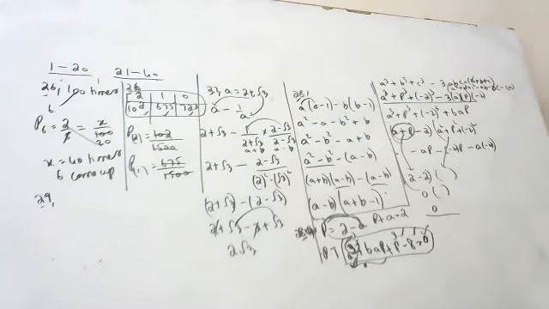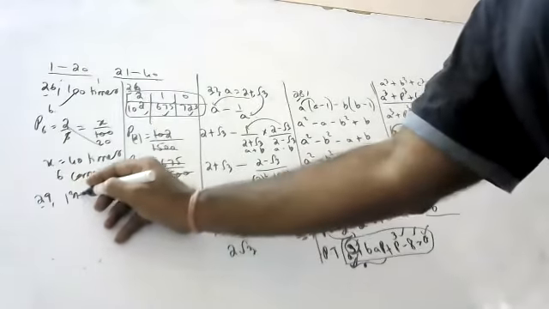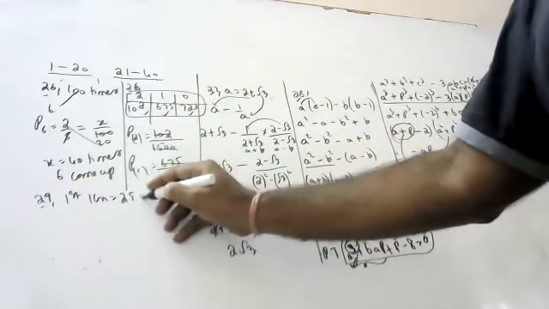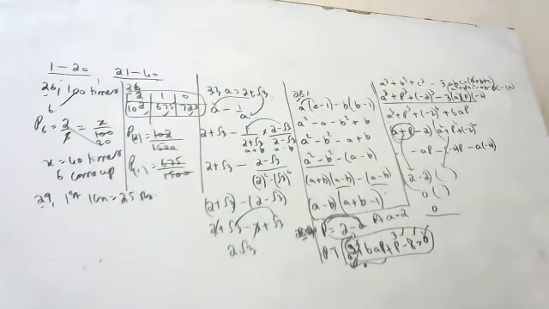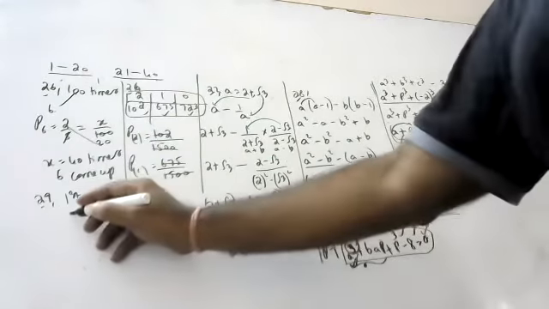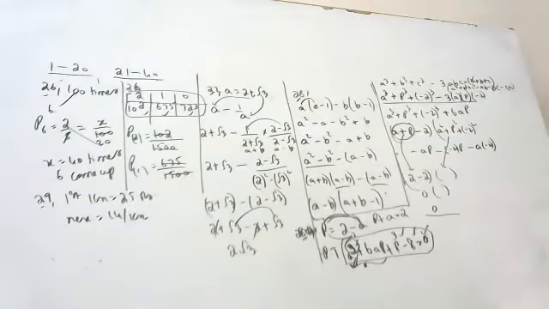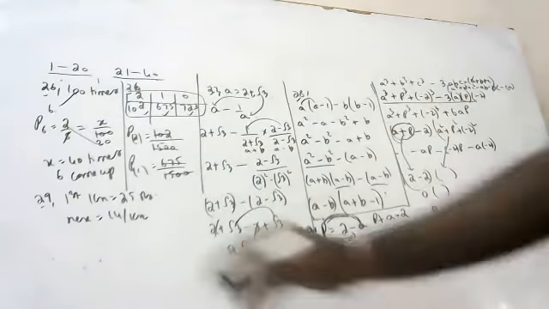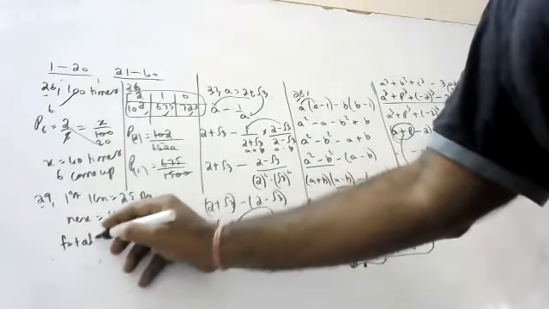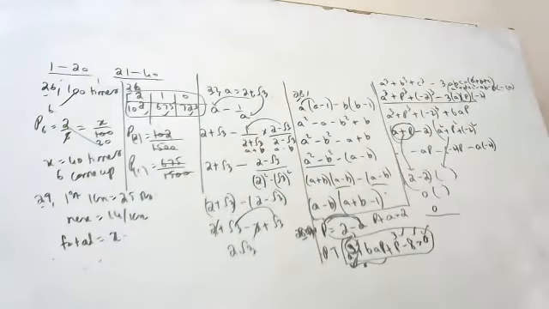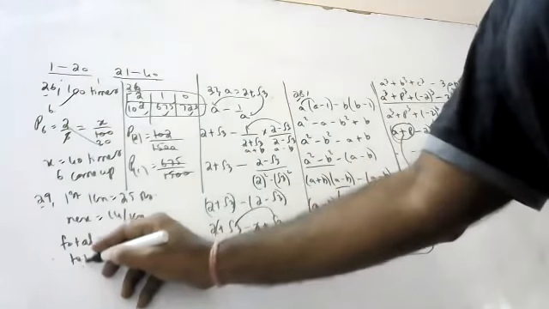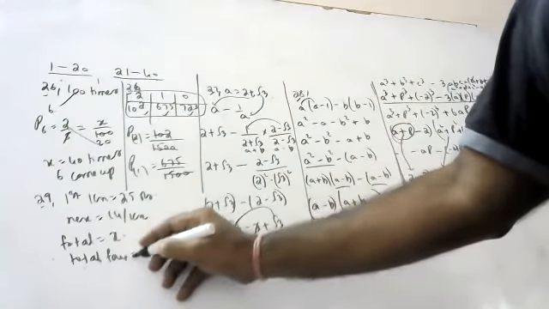The taxi fare in the city is as follows. For the first kilometer, the fare is 25 rupees. And for subsequent distance, it is 14 rupees per kilometer. Taking the total distance as x kilometers and the total fare as y, you have to make an equation.